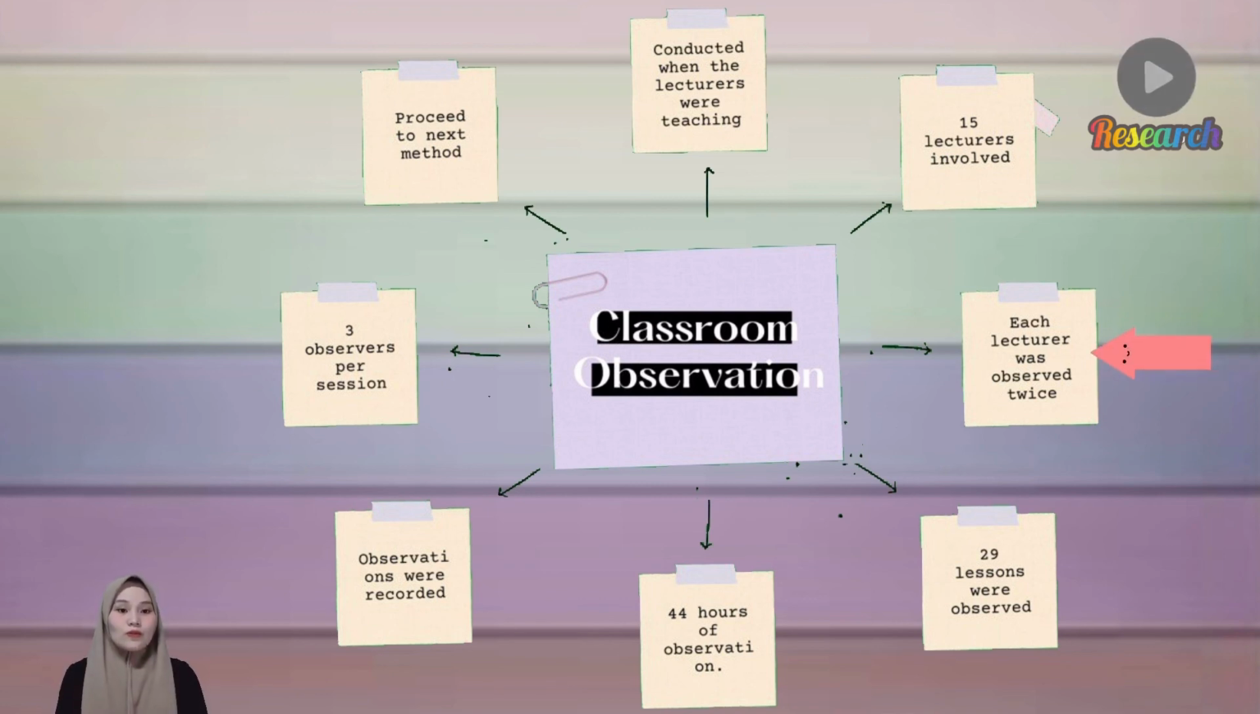Next, each lecturer was observed twice to obtain the accuracy of the practices they use. Also, a total of 29 lessons were observed, which equals 44 hours of observation. Most importantly, during the observation, the authors recorded each observation for triangulation purposes. I'm sure you have heard this term before, and if I'm not mistaken, Ms. Azikin once mentioned it in her previous lesson. So I hope you still remember that. And last but not least, during the observation, 3 observers were required, where 2 of them recorded the data and 1 of them took care of the video recording.